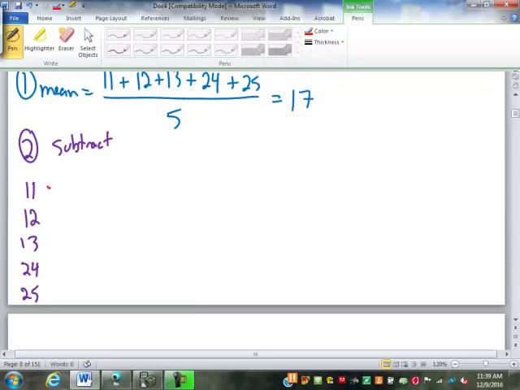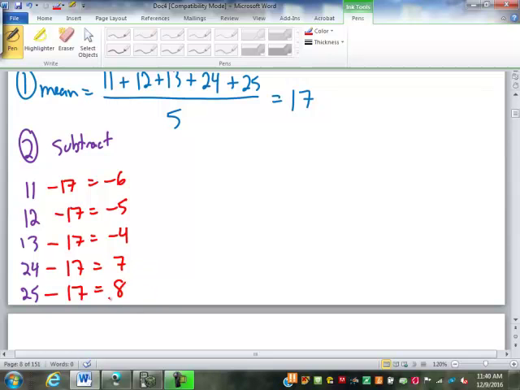So we subtract. 11 minus 17 is still -6. 12 minus 17 is -5. 13 minus 17 is -4. 24 minus 17 is 7. 25 minus 17 is 8. Again, if we wanted to double check, we could add those up, make sure we get 0.